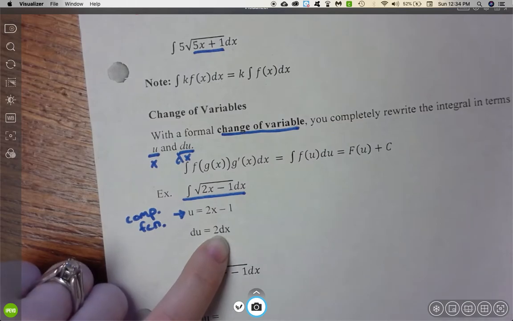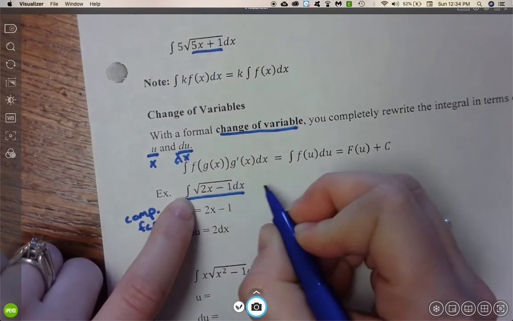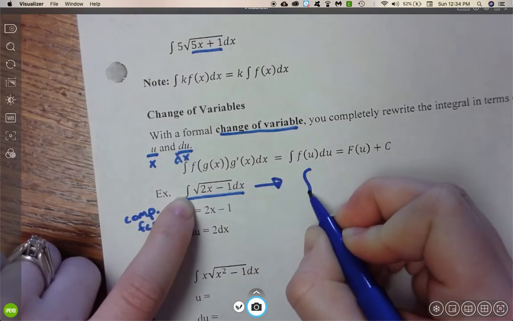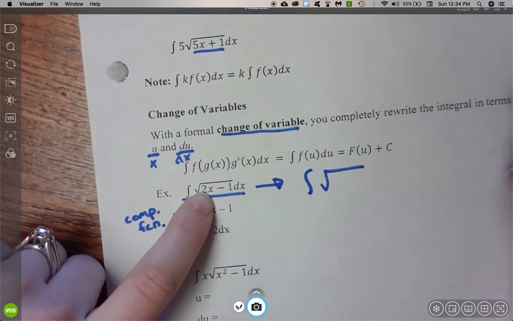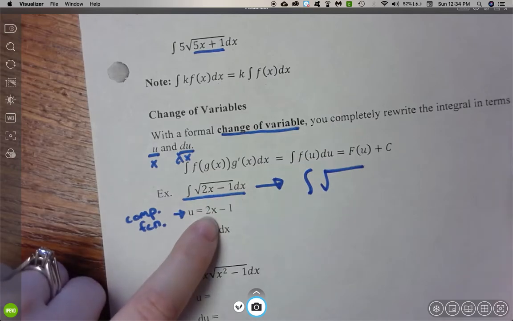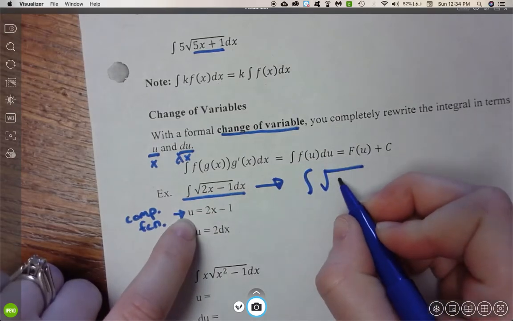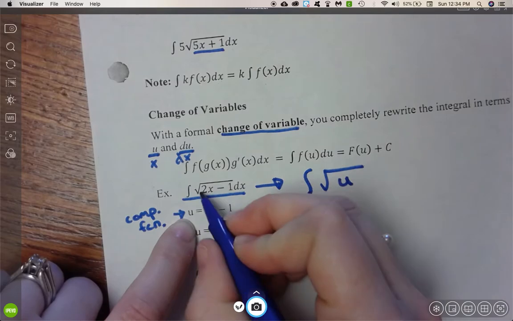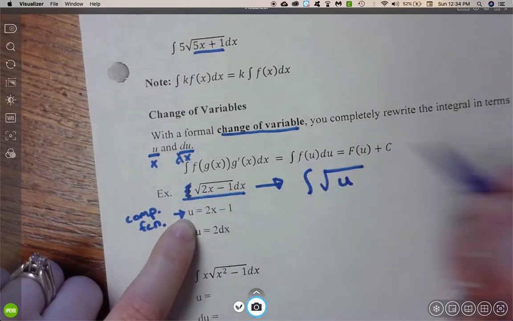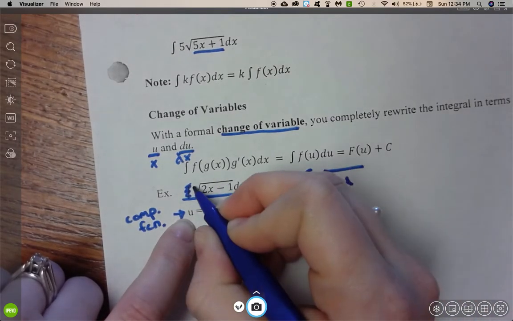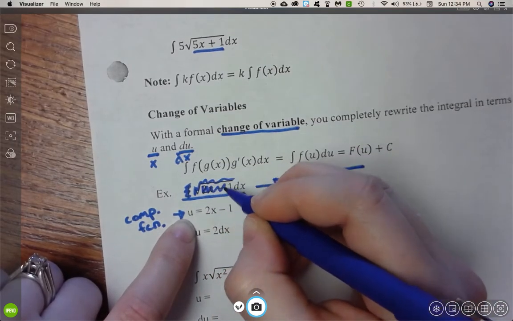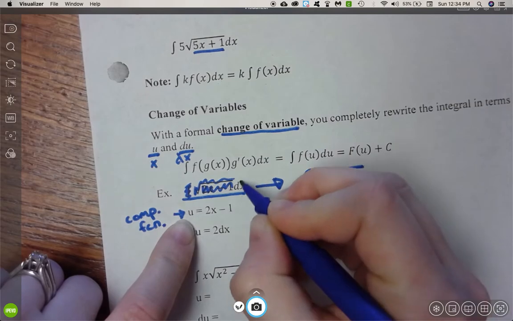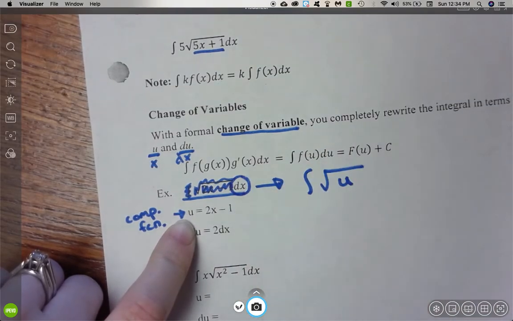Okay, so I have my integral symbol, so I'm just going to rewrite this guy. Here's my integral symbol. I have a square root, and 2x minus 1 has become u. So basically I've gotten rid of this thing, I've rewritten my square root. 2x minus 1 I've rewritten as u, and then I need to rewrite dx in there.